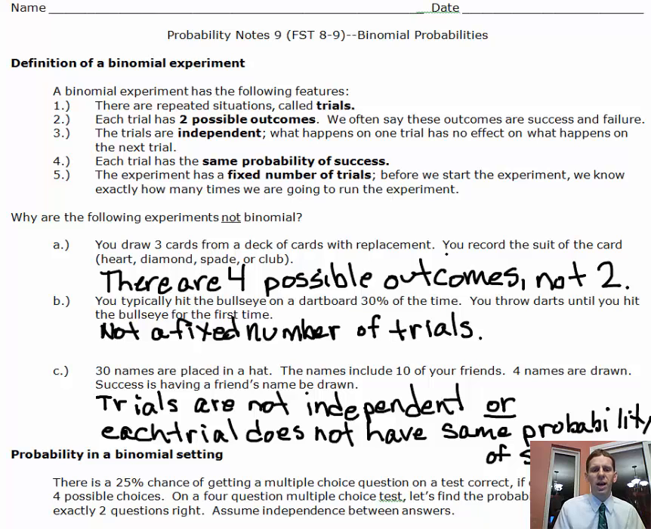So trials are not independent. If you draw a friend with the first name, you're less likely to draw them with the second name. So what happens on one trial does have an effect. It also changes the probability. So you could use either argument 3 or 4 on that example.